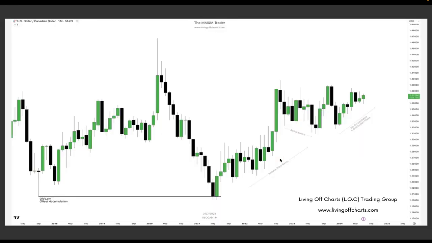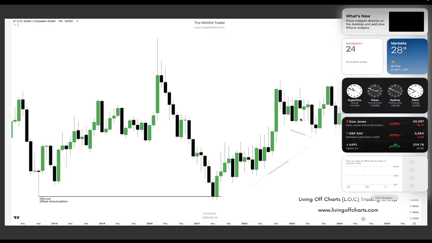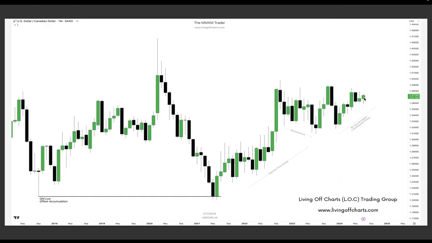Now, looking at the USD CAD chart here, this is where we called the longs, this candle right here. Last week, we called the longs here in the Discord group. On the higher time frame, this is a monthly chart. Offset accumulation occurs below an old low. It's a separate price swing in this case.